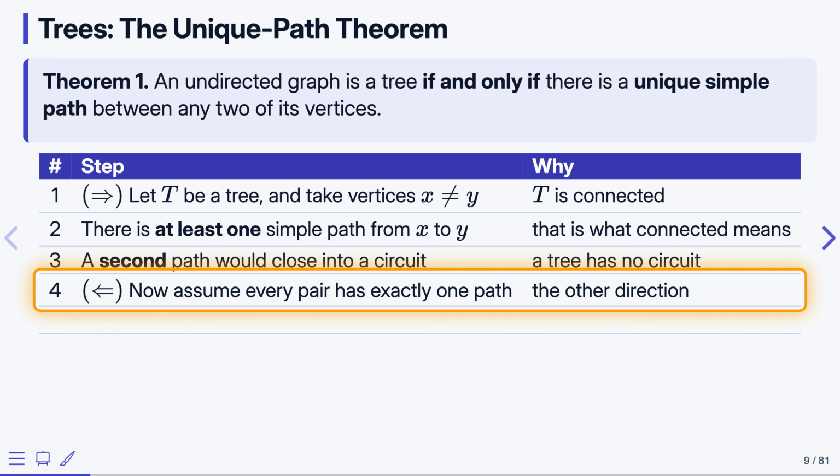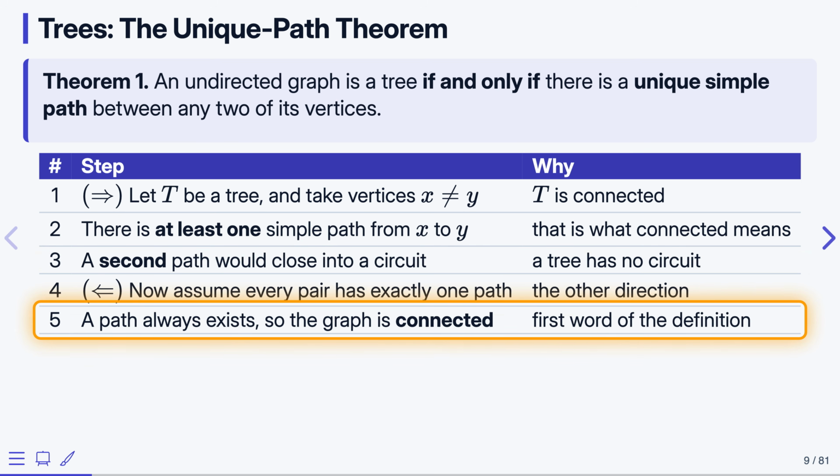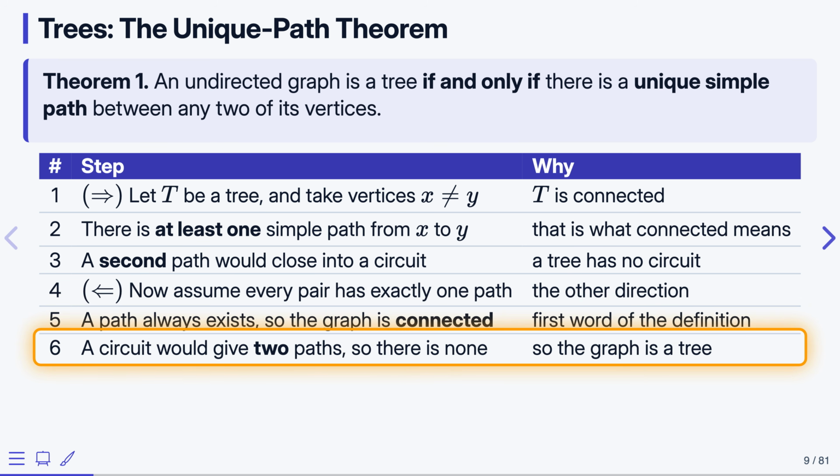Step 4. Now the other direction. Assume every pair of dots has exactly one simple path. Step 5. A path always exists, so the graph is connected. That is the first word of our definition. Step 6. And a circuit would give us two different paths between some pair. We said there is only one, so there is no circuit. Both words hold, so the graph is a tree.